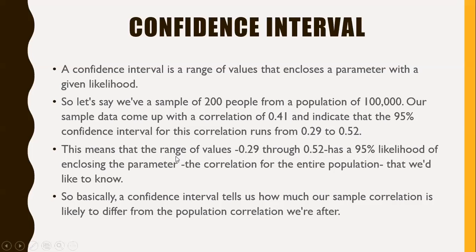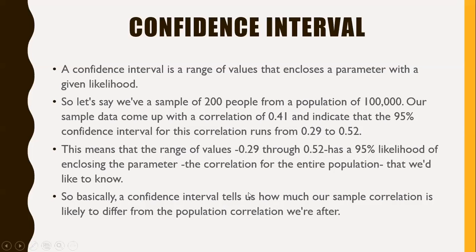This means that the range minus 0.29 to 0.52 has a 95% likelihood, or 95% chance, of enclosing the parameter, the correlation for the entire population that we would like to know. Clearly, the researcher says that the value he obtained, 0.41, lies between 0.29 and 0.52 with 95% confidence, right? So basically, a confidence interval tells us how much our sample correlation is likely to differ from the population correlation we are after.